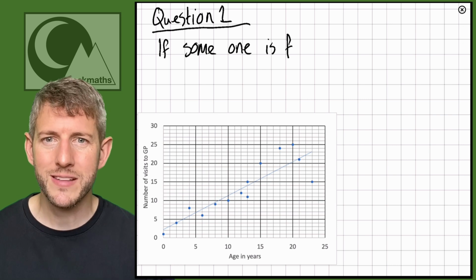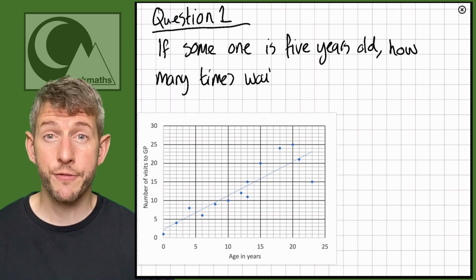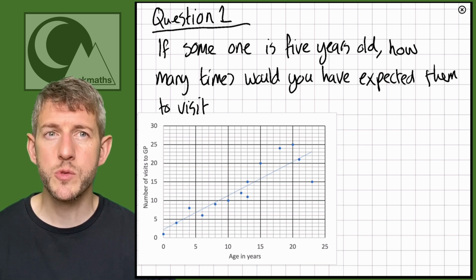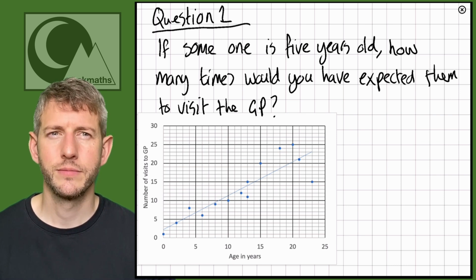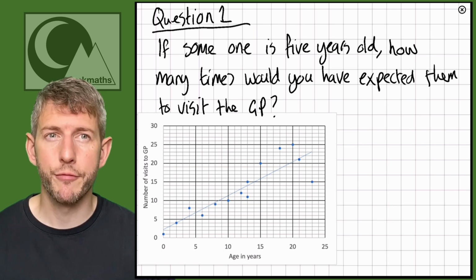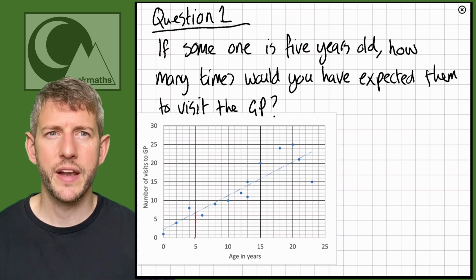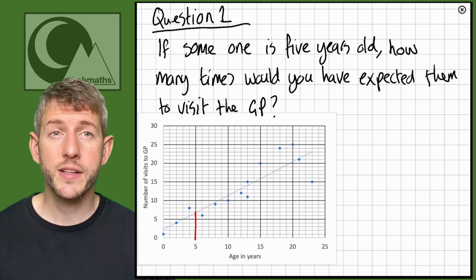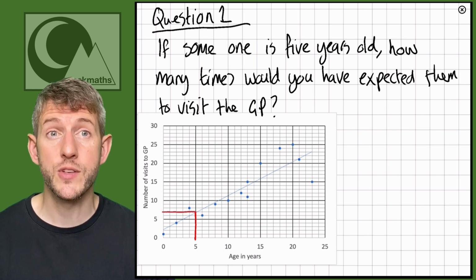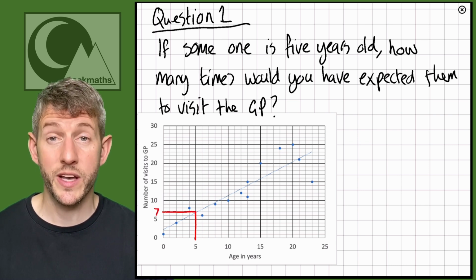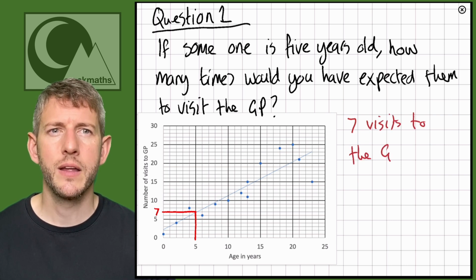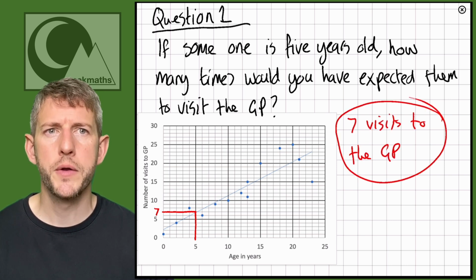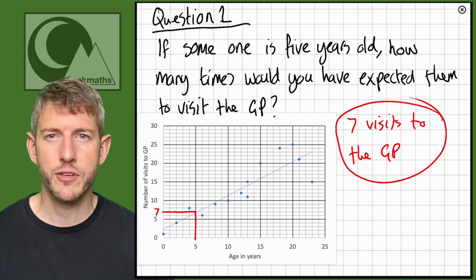So I'm going to ask you quickly, if somebody is 5 years old, how many times would you have expected them to visit the GP? Okay, so have a look. So I'm going to read up here from 5. I'm going to hit the graph, and now I'm going to read across. I can see on this scale it's going up in 5s on the side. So one of these little squares represents 1, so that's nice and easy. So I would say that somebody who's 5, I would expect to visit the GP 7 times.